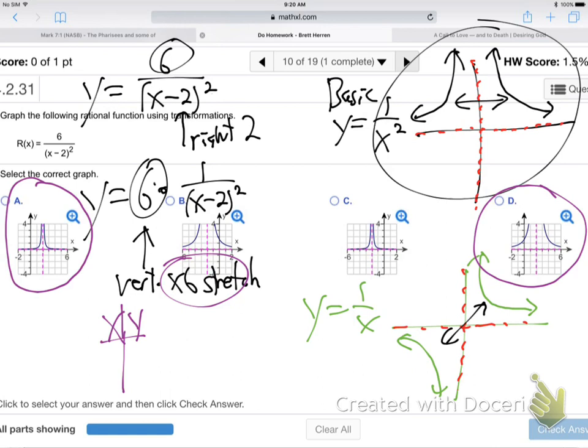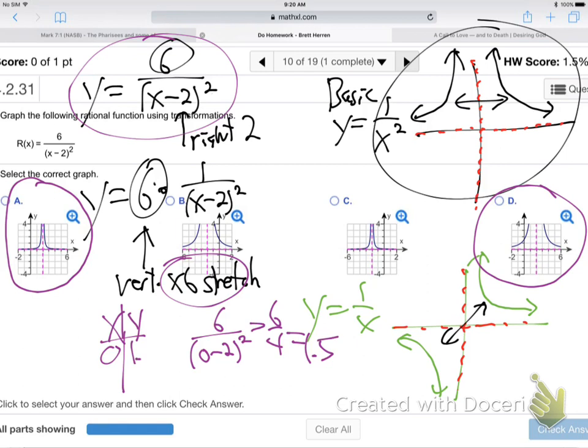But if you're not sure, just plug x equals 0 into the actual equation and find out where it should be. You'll get 6 over (0 minus 2) squared. What's that? 6 over 4. Divide in your calculator, 1.5. It should be at 1.5, which is exactly where this one seems to be, right? 1.5 at 0. So indeed, D is our answer. Make a table if you're unsure. Just 1 point, I mean. When I say make a table, just find 1 point.